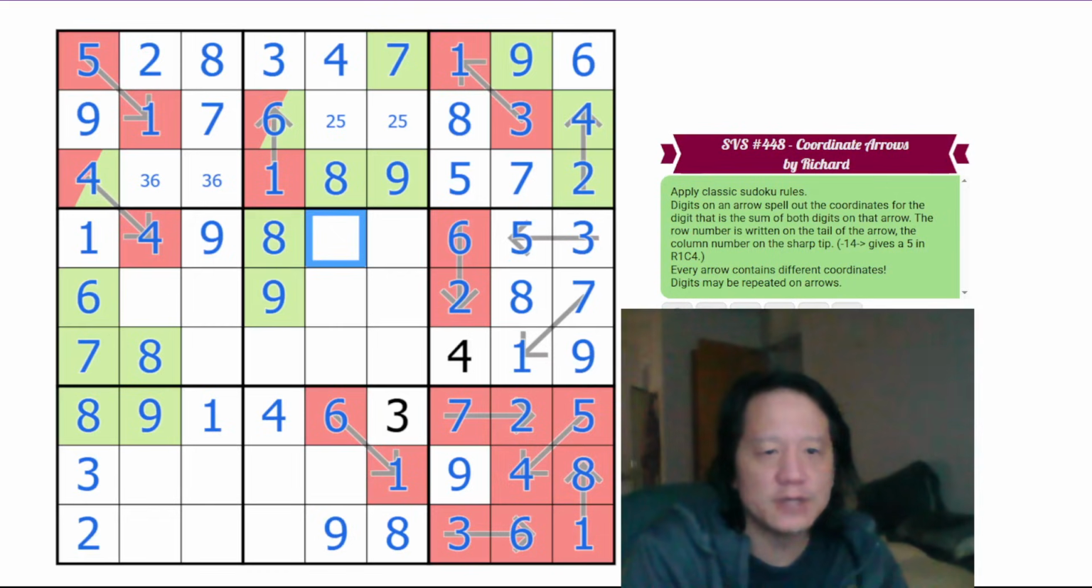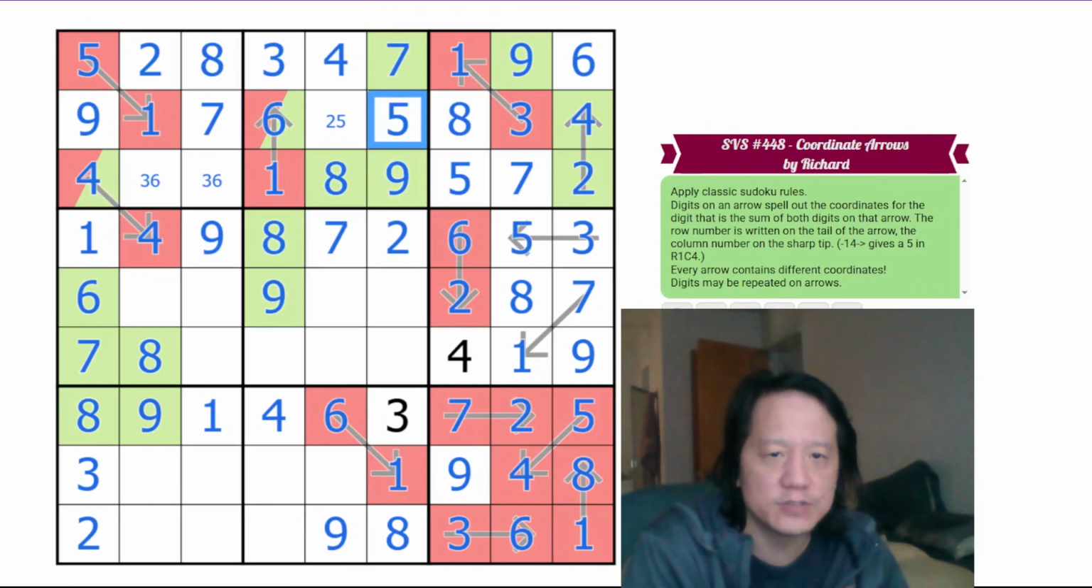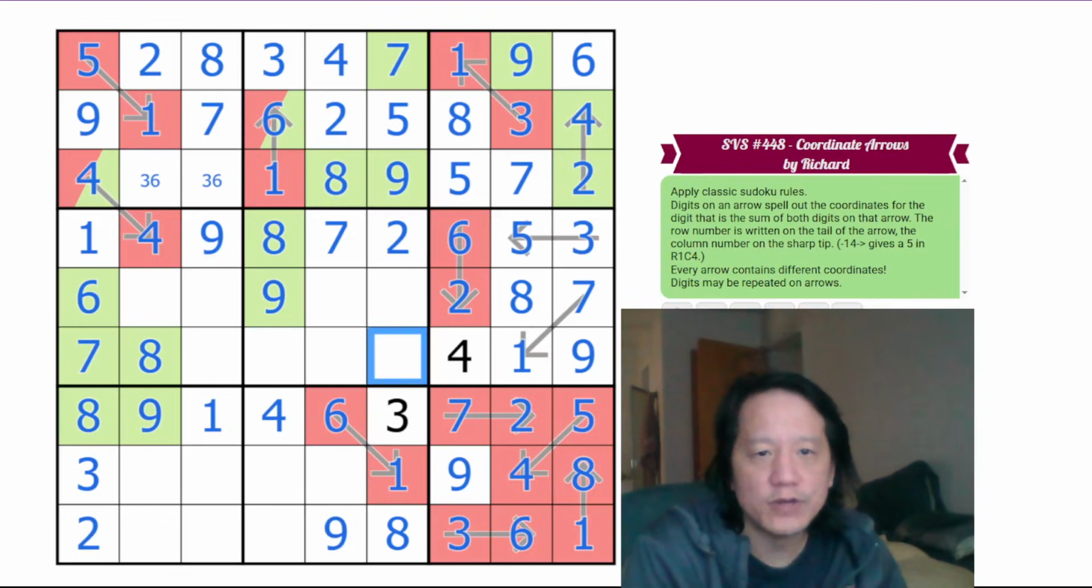We have 2 and 7 remaining in row 4. This can't be 7 because of 7 in the column. So this is 2 and 7. 2 eliminates 2 here. So it's 5 and 2. We have 7 digits in column 6. We have to have 4 and 6 remaining. And this can't be 4 because of 4 in the row. So this is 6. That's 4.